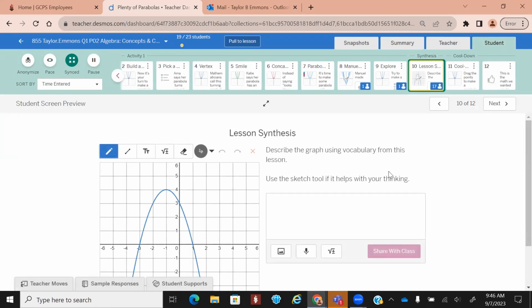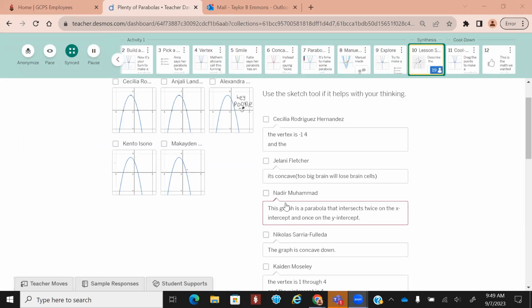Lesson synthesis. Describe the graph using vocab from this lesson. So what vocab do we have? We have the x-intercepts. What does this point up here get called? The vertex. Is it facing up or down? What word did we use there? Concave down. Okay, go ahead and take a moment. Describe that. So I like what Nadir wrote. This graph is a parabola that intersects twice on the x-intercepts and once on the y-intercepts. What else could he have written on there?